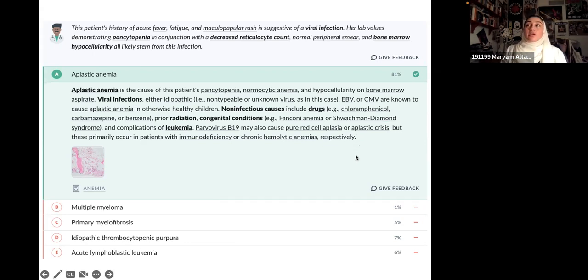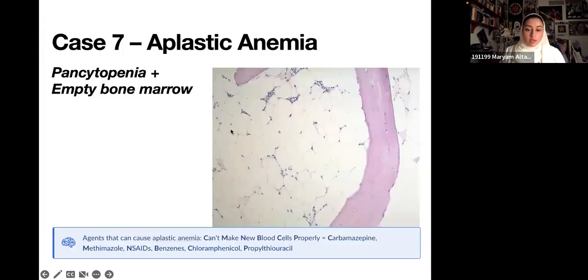So there isn't a specific age where you'll see it. But for example, in children that have parvovirus B19 infection, it's a very known cause that they can have of aplastic anemia subsequently after that. Also EBV, CMV. So there are various causes of aplastic anemia. So this is like a mnemonic for the agents that can cause it. So can't make new blood cells properly. So these are the different drugs that can cause it, and this is what you'll see.